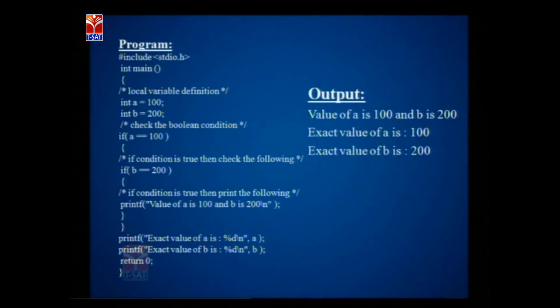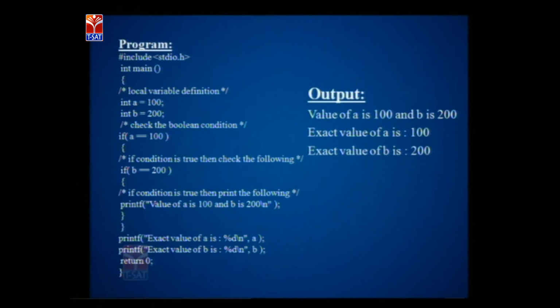And let us now look at the program of nested if statements. As we all know, it starts with the standard input and output header file with the main declaration and also the local variable declaration. We have assigned a value 100 to a and a value 200 to b. And checking the Boolean condition now, the condition given is a is equal to 100 and b is equal to 200, as we have learned that there will be two conditions under the expressions.